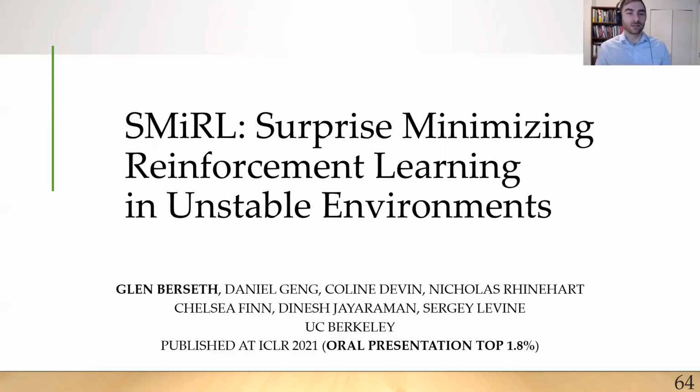So this leads into the next project I'm discussing today, which is SMIRL. This is surprise minimizing reinforcement learning in unstable environments. This is recent work that I've been collaborating on with many great people at the University of California at Berkeley, and it was published this year as an oral presentation at ICLR.